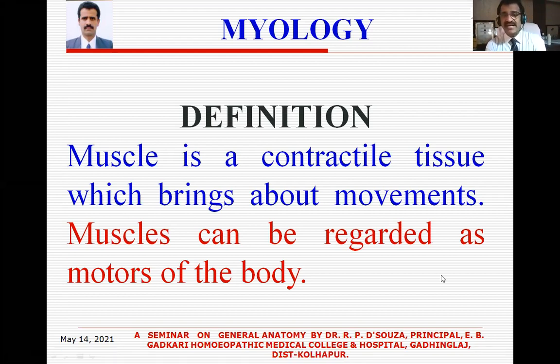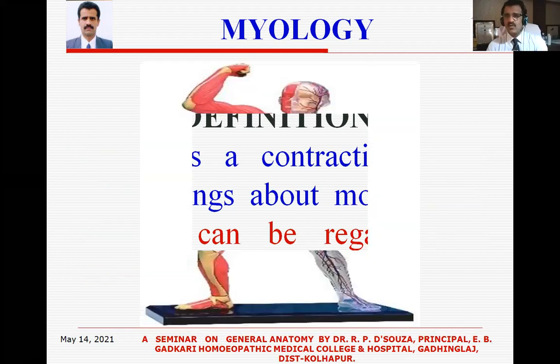Muscles can be regarded as the motors of the body. Motors, because your body moves with the help of muscles. Don't forget this small definition, okay? But don't call this a connective tissue. Connective tissues are different. This is a separate tissue. Muscle itself is a basic tissue, but it's a contractile tissue for the purpose of movement.